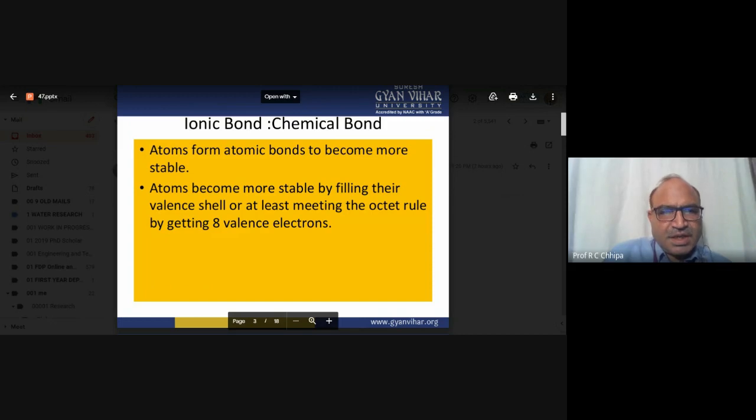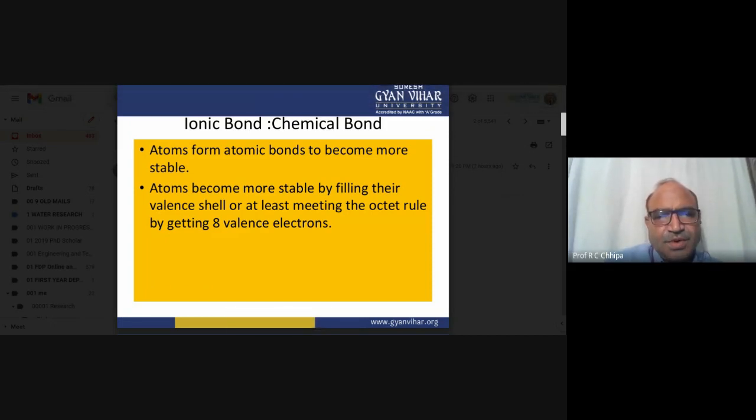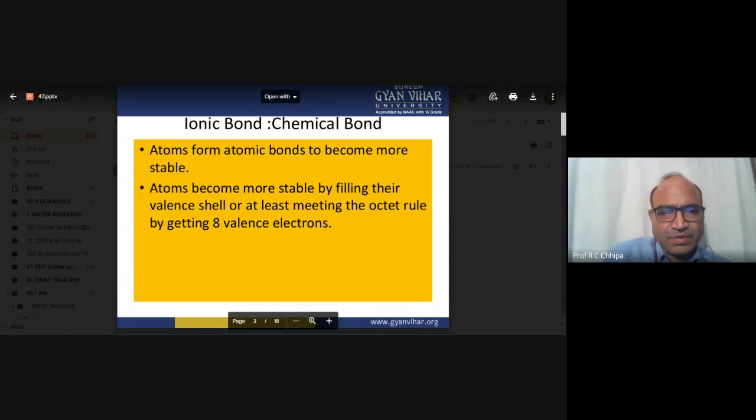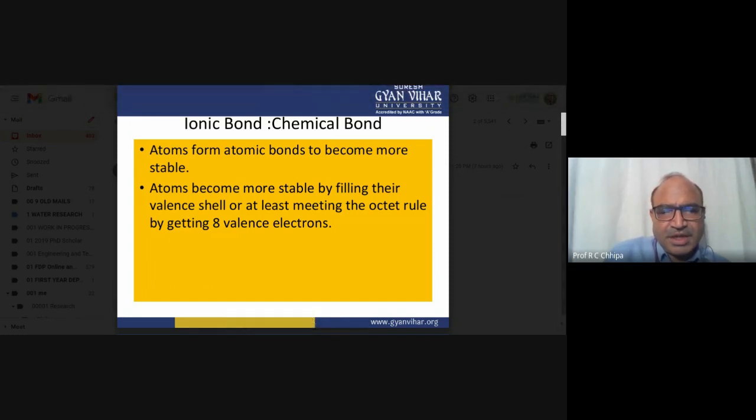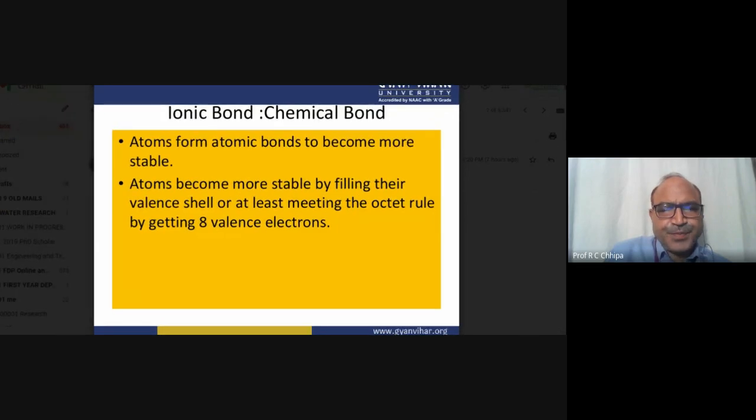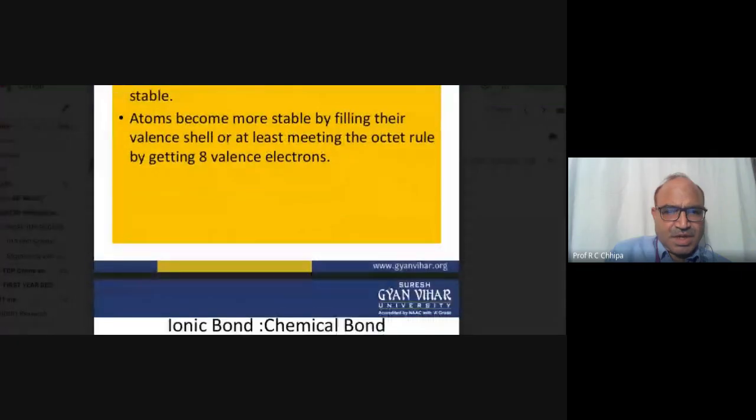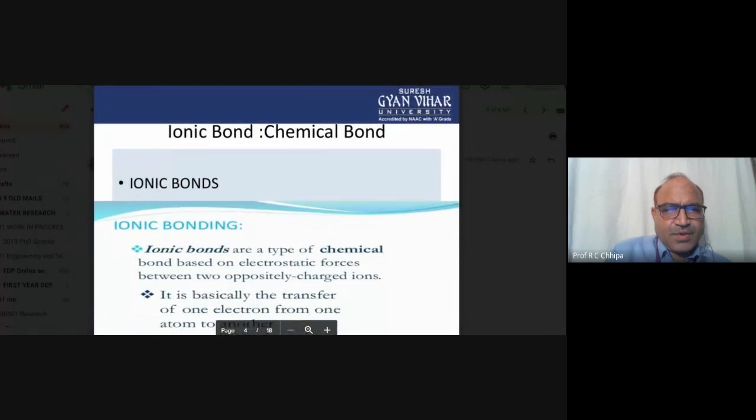So here, atoms form bonds, and an atom becomes more stable by filling its valence shell, or at least meeting the octet rule, that is, getting 8 valence electrons. So now we continue, and in this particular case, what we have is ionic bonding.